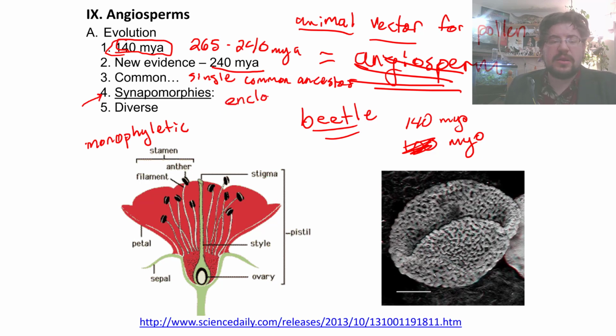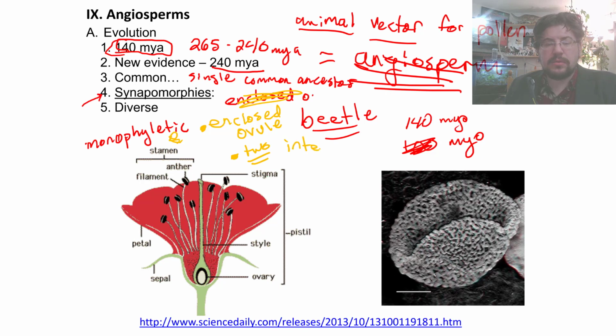Okay, one, ovule is completely enclosed. Man, I'm filling up with red ink here. We'll switch to a new color. We have an enclosed ovule. So, we no longer have an incomplete ovule. Right? Another one is that we have two integument layers.